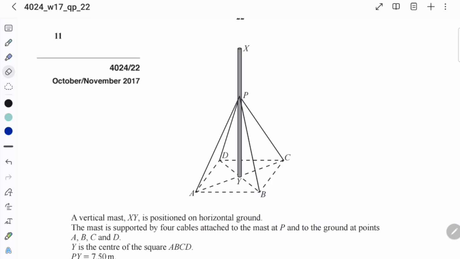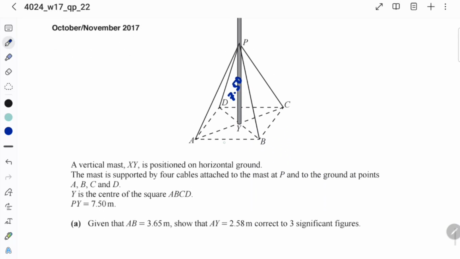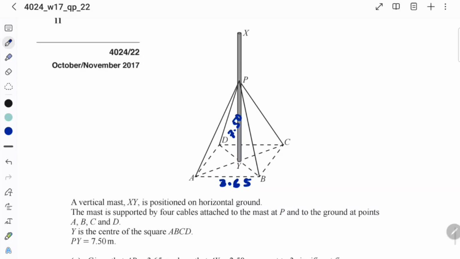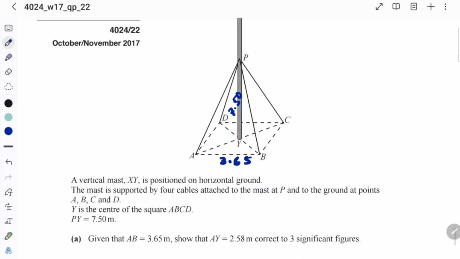Y is the center of the square ABCD. So now we know that the base is a square shape, and all of its sides are equal. PY is 7.50, the length given in the question. Given that AB is 3.65, we have to show that AY is 2.58, corrected to 3 significant figures.